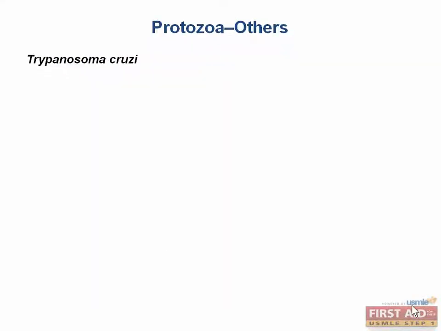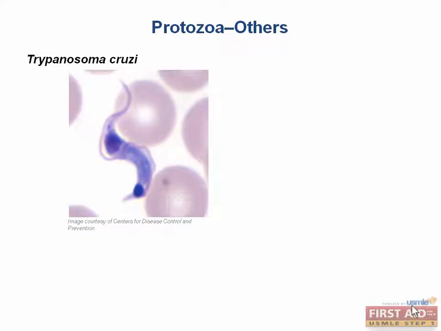Protozoa causing visceral infections are next, which include Trypanosoma cruzi and Leishmania donovani. Trypanosoma cruzi, seen here, is endemic to South America and causes Chagas disease. This is a disease characterized by dilated cardiomyopathy, megacolon, and megaesophagus. Hey, do you remember what other esophageal disorder it can cause?